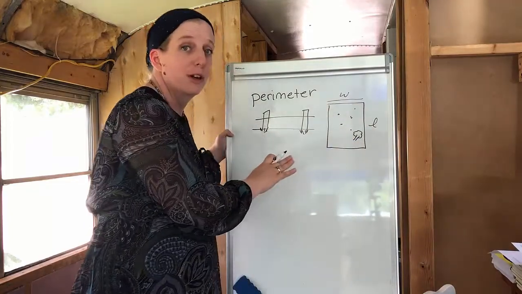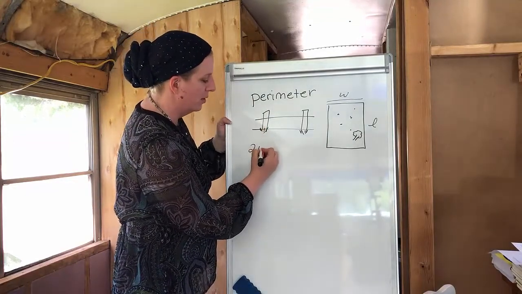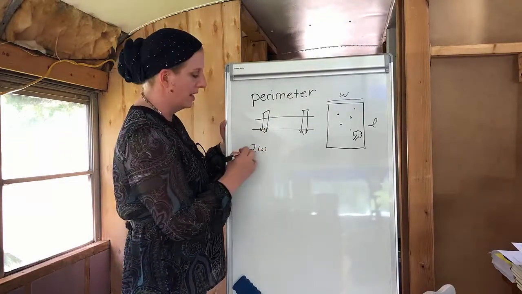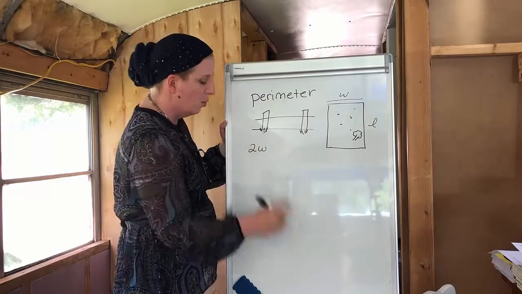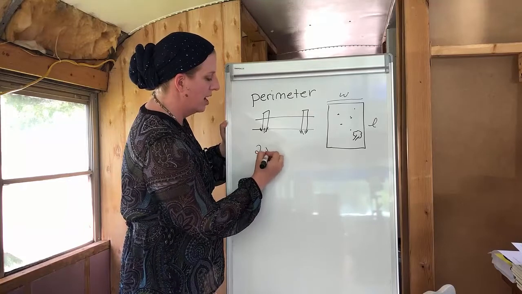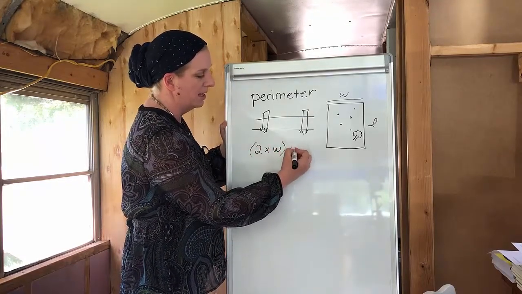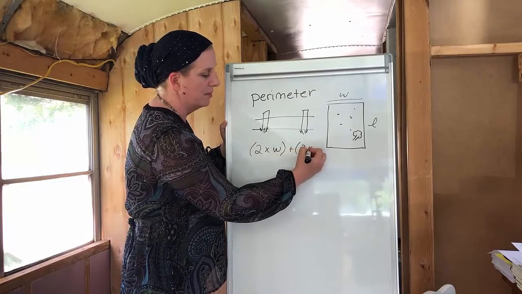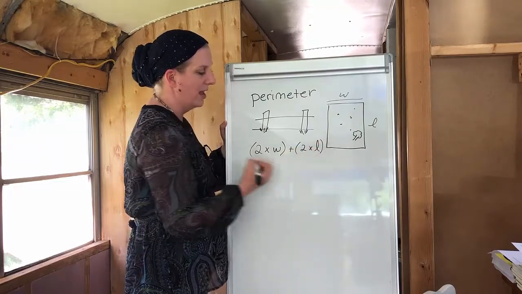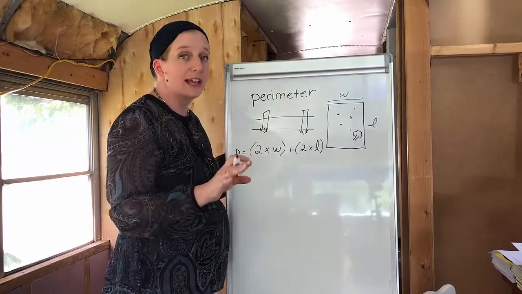So to do perimeter, you had to figure out 2 times the width. I put a W for width, and I put 2 times that. Or if you want to, you could write it like this: 2 times the width, and we'll put that in parentheses, plus 2 times the length. And that's what perimeter is. And we would figure out what that is. And you did that last time.